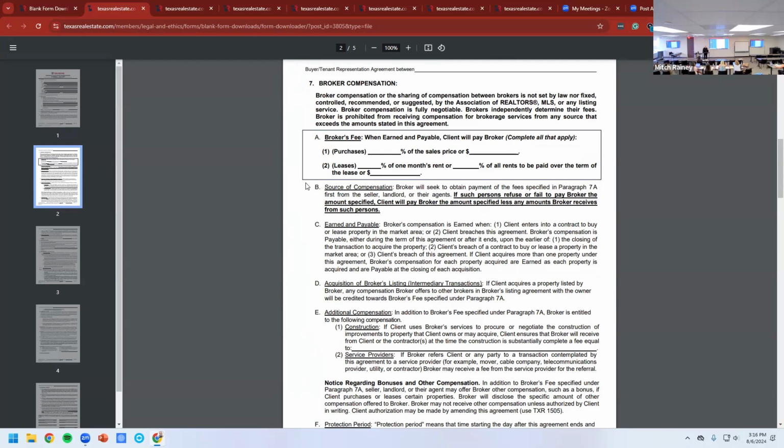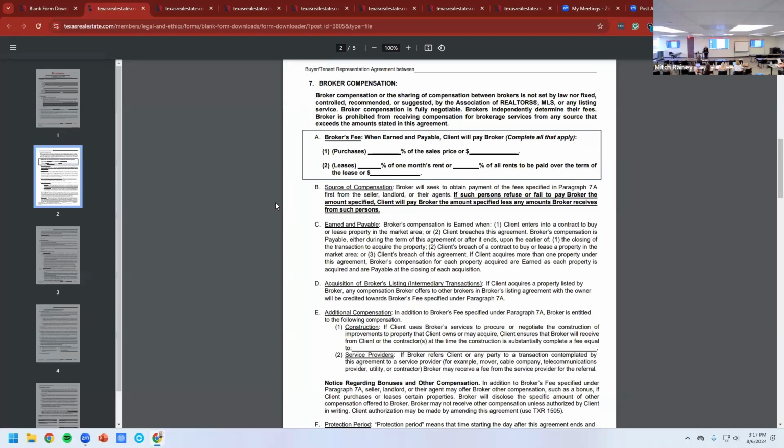Are you going to charge a percentage or are you going to charge a flat fee? If it's leases, are you going to charge a percentage of 1 month's rent? Are you going to charge a percentage of all the rents paid? Or are you going to charge a flat fee? Same thing we saw before on the other form. It talks about broker will seek to obtain payments of fees specified in 7A, first from the seller, landlord, or other agents. If such a person refuses or fails to pay broker amount specified, client will pay the amount specified, less any amounts broker receives.